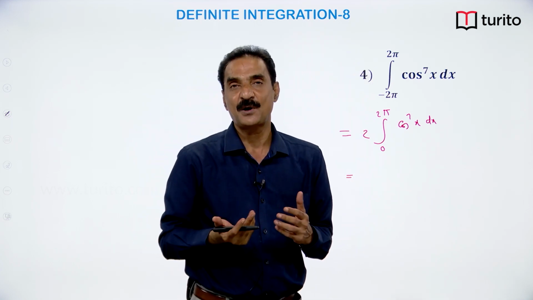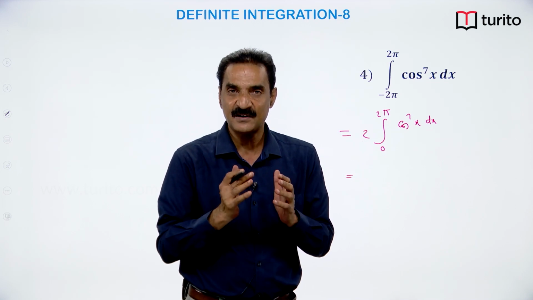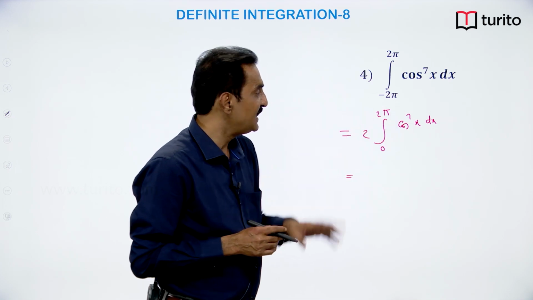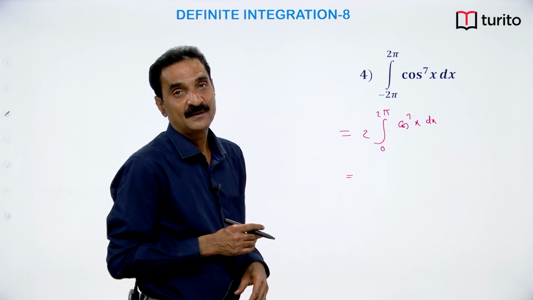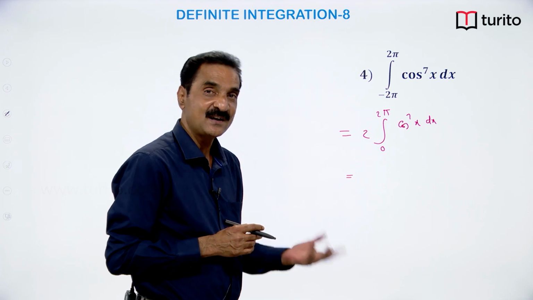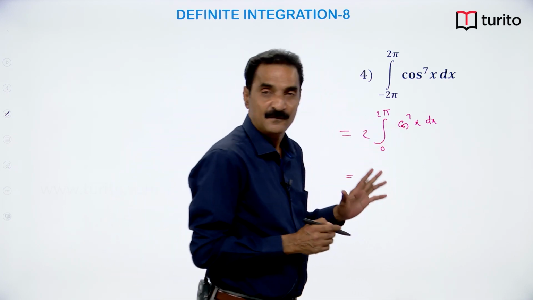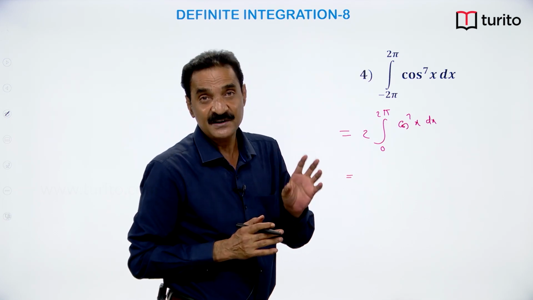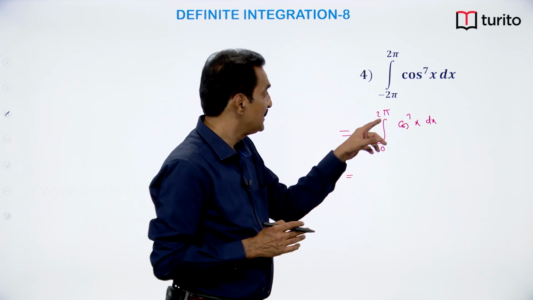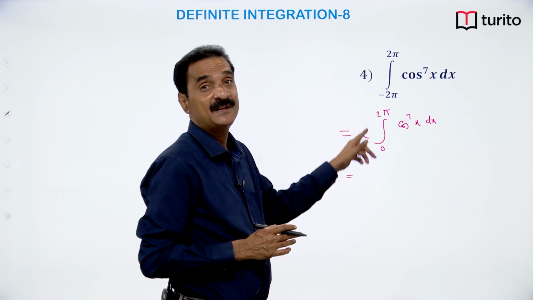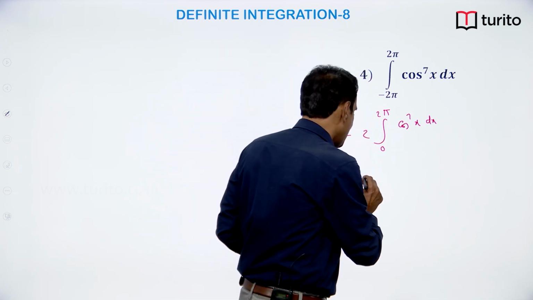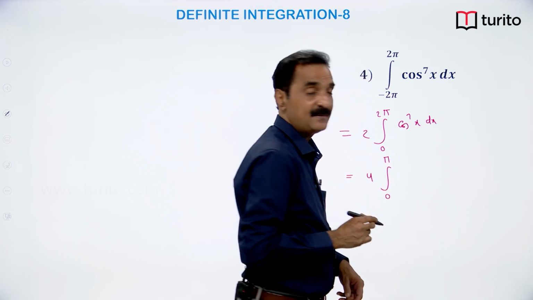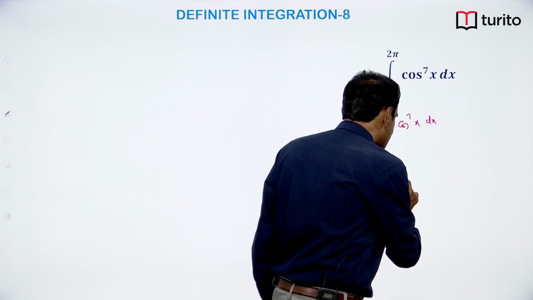So, again we can try the property, because our aim is to reduce the limits to 0 to pi by 2. Replace x by 2 pi minus x. What happens? Cos of 2 pi minus x is cos x. So, again we are getting the same function. Replacing x by upper limit minus x, if you get the same function, what will you do? Multiply the integral by 2 and divide the upper limit by 2. Then this 2 becomes 4 integral 0 to pi cos power 7x.